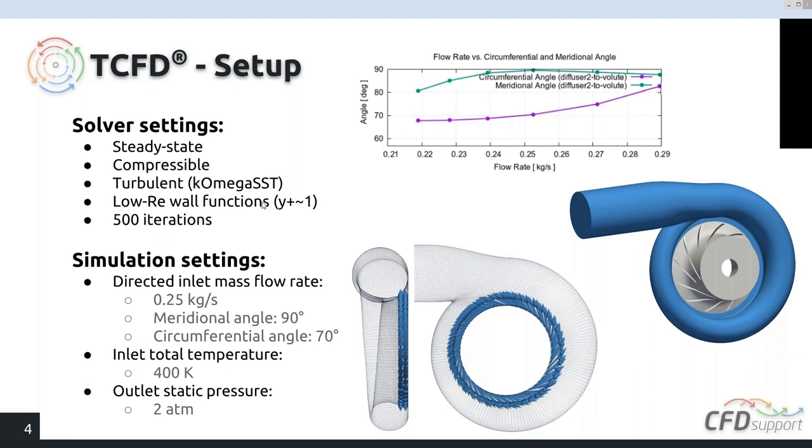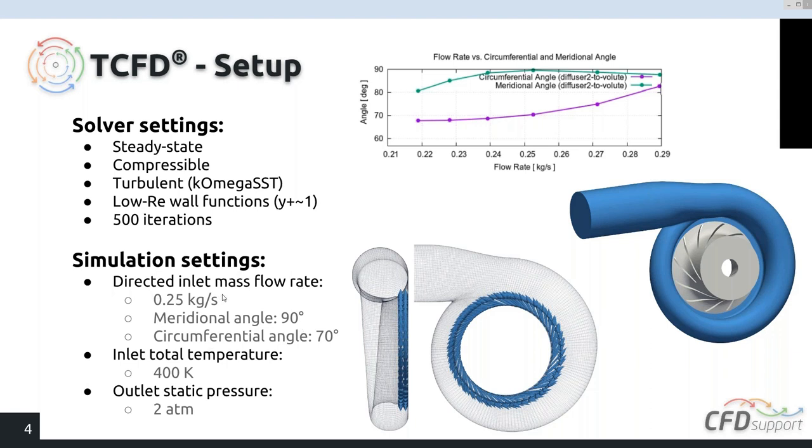So the optimization was performed on the volute geometry only, so we simplified the process because we save a lot of computational time to simulate just the volute, not the whole compressor geometry. So we need to model the flow condition at the rotor volute interface. So that is modeled by a special boundary condition type called directed inlet mass flow rate.